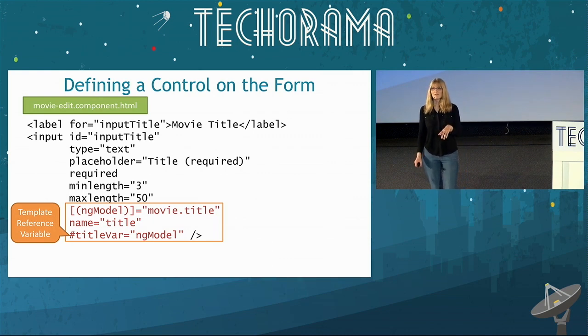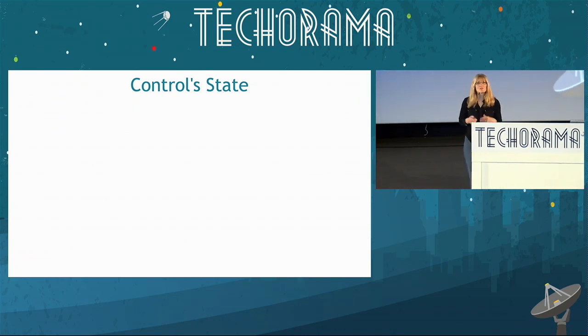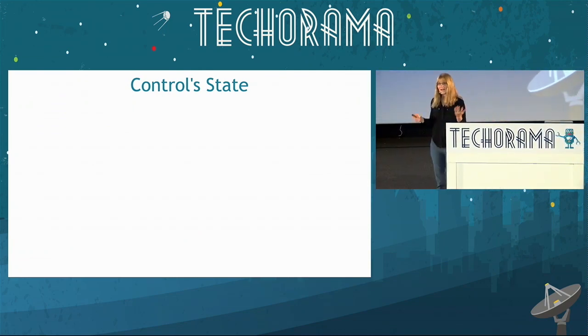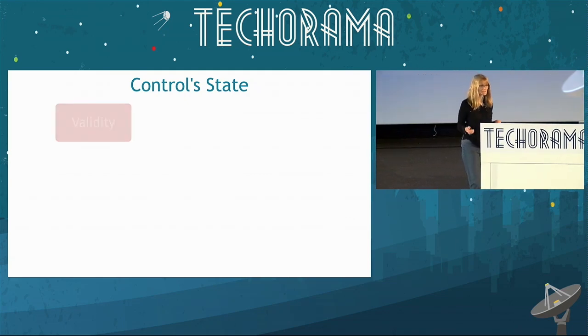And what that does is it gives us access to this input element in our template. So it's a variable referencing this particular input element. And we'll see where we're going to use that in just a few minutes. Okay, so I keep saying that Angular automatically keeps track of the control state. Let's dive into that a little bit more.